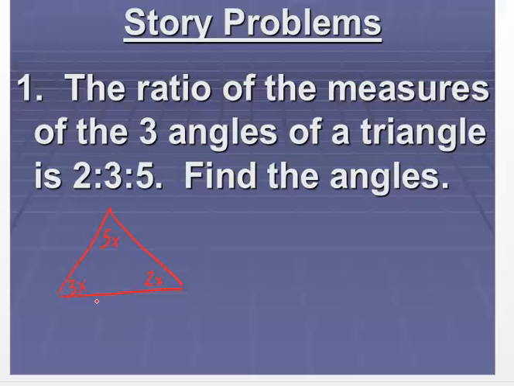I know that 3 angles in a triangle add up to 180, so we're going to use that. 2x plus 3x plus 5x equals 180. So 2 parts, 3 parts, and 5 parts add up to 180 degrees. These are like terms, so we get that 10x equals 180. And when we divide by 10, we find that x is 18. Now, I am not finished.